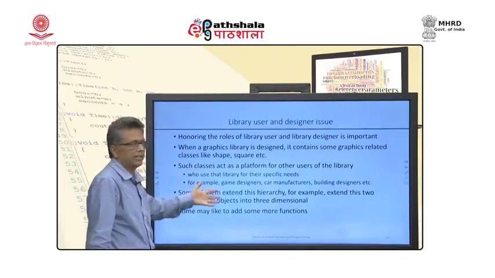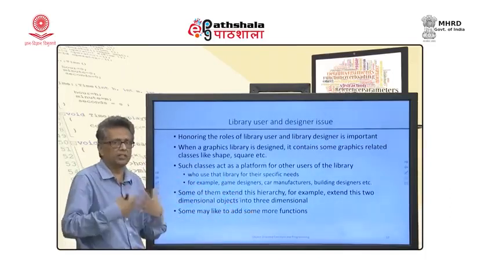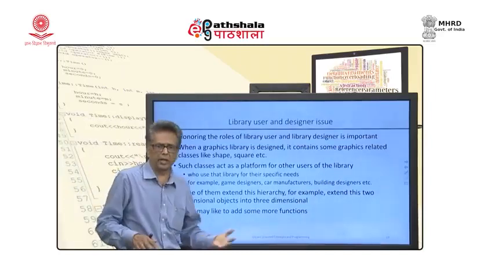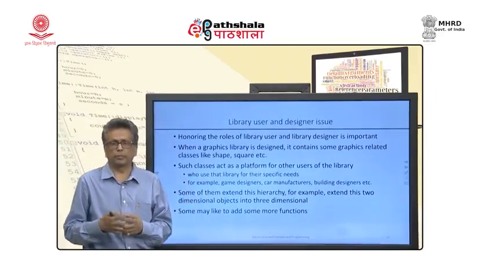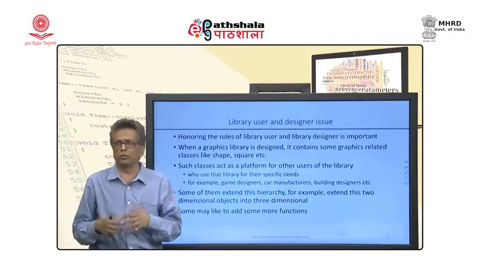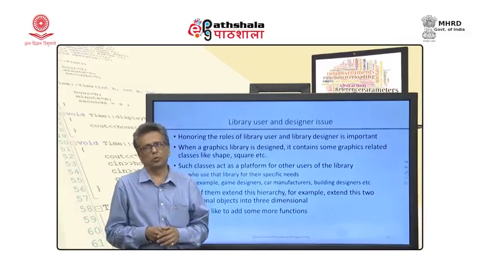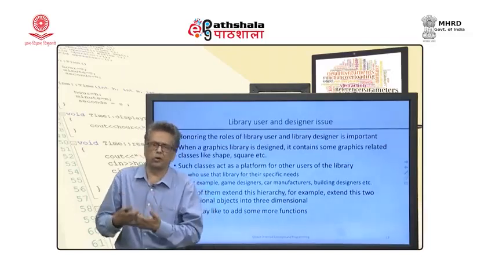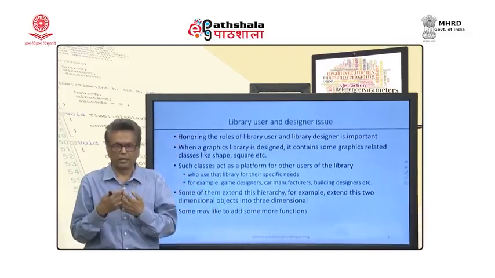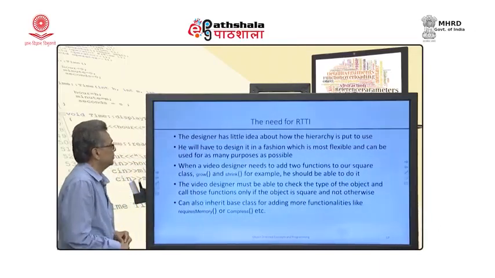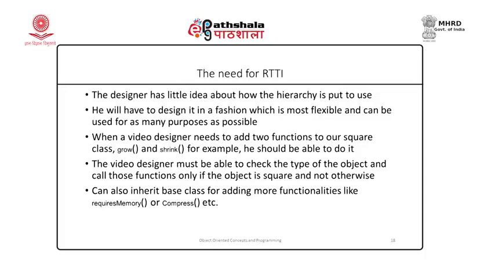Some of us extend the given hierarchy and provide additional functions from our type. Some others would like to add, for example, an additional dimension to my 2-dimensional graphics library. Somebody would also like to add a few additional functions like draw, shrink, fill color, compress and so forth. Why is RTTI needed? Here are some examples.